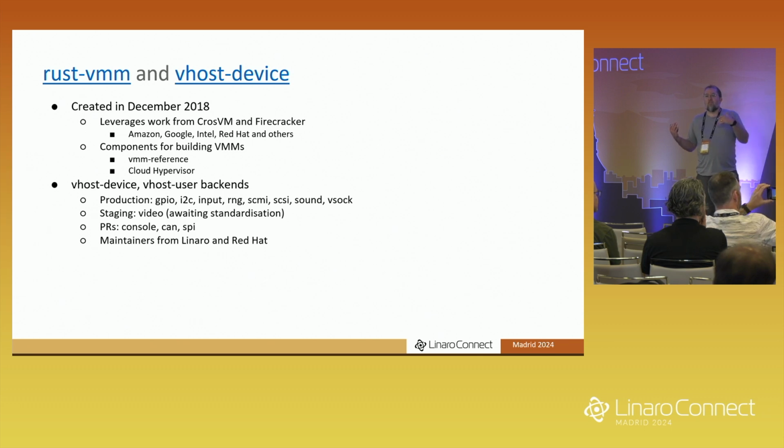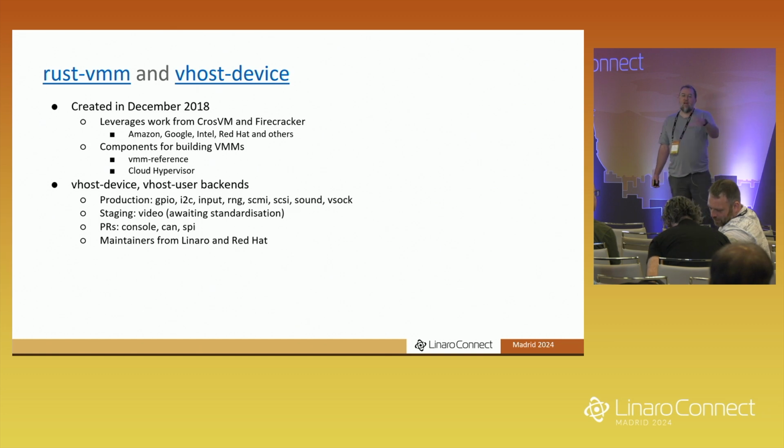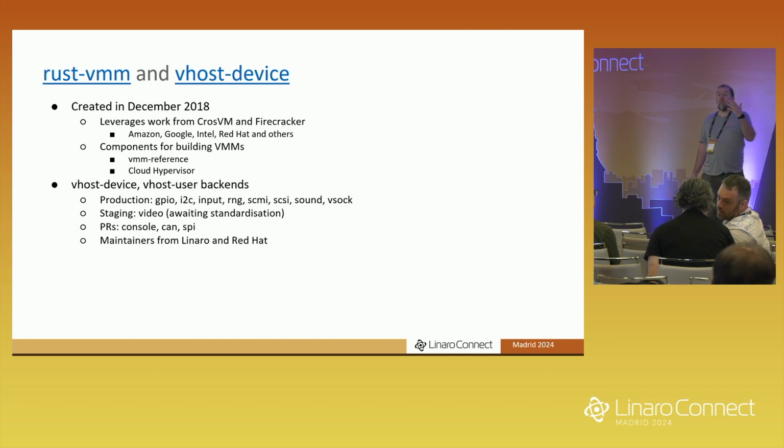Because we don't like to put stuff into production until it's been properly ratified and in the OASIS spec, we also created a staging area. So in the staging area, for example, we have VirtIO Video, which gives people the ability to try out the backends on their development systems without having to wait until the spec is ratified. And currently in flight, there are pull requests to add VirtIO console, VirtIO CAN, so that's the CAN bus, which you often see in automotive, and SPI, so they're all coming soon. The vhost device repository is maintained by maintainers from both Linaro and Red Hat, who also have an interest in this.